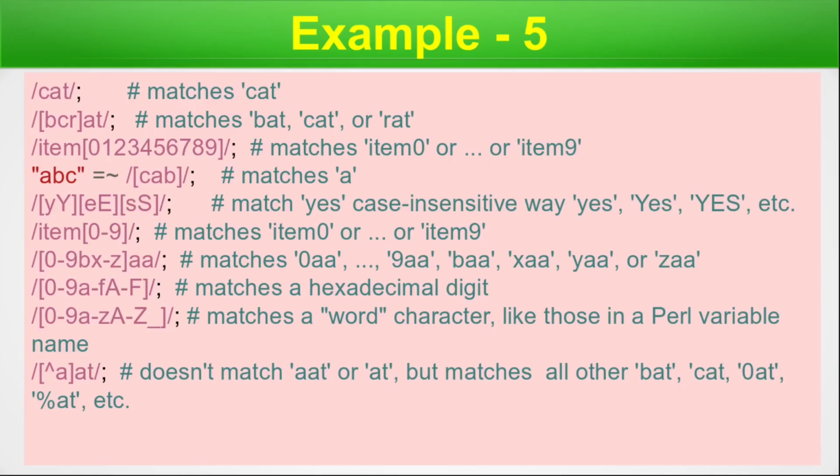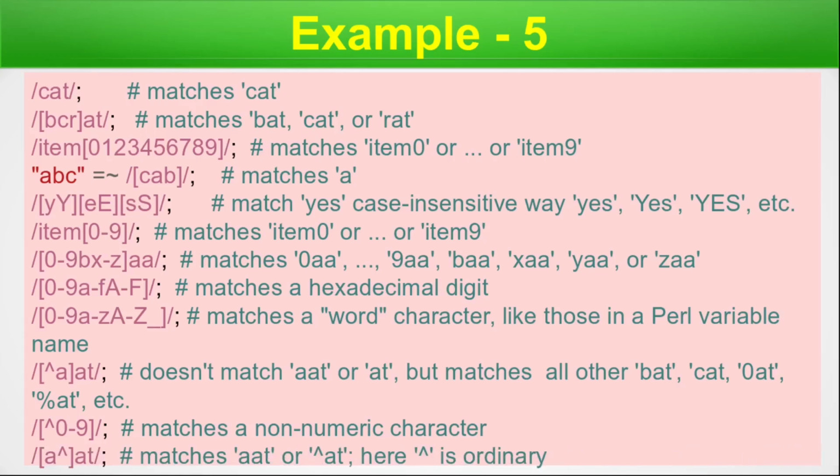Now caret a within the angular bracket and at, this doesn't match aat or at, but matches bat, cat, 080, %80, etc. Next is caret 0 to 9. This matches a non-numeric character. Now a caret 80 matches a^80 or aat. Here caret is ordinary. So we are done with these examples.